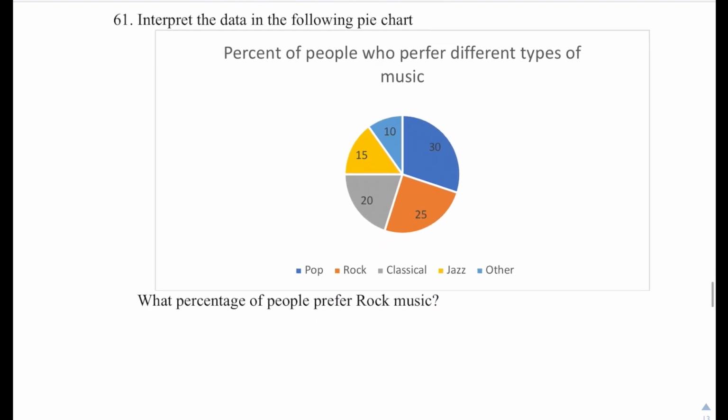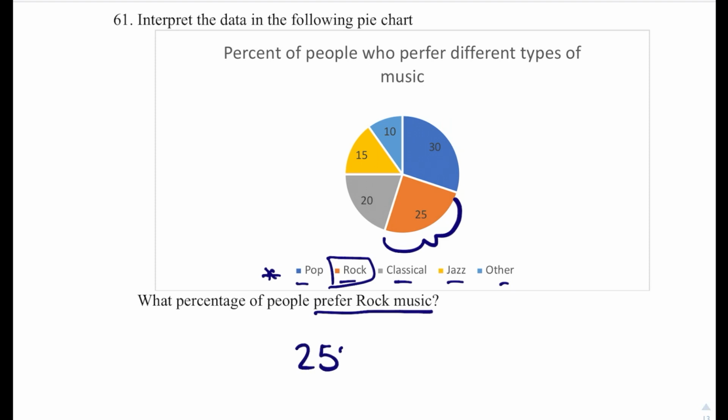Interpret the data in the following pie chart. What percentage of people prefer rock music? So if we look down at the bottom here, we can see all the different genre types, and rock music is orange. So that is here, and the chart tells us that it is 25%. And that's really all these questions will be, how to read a chart.